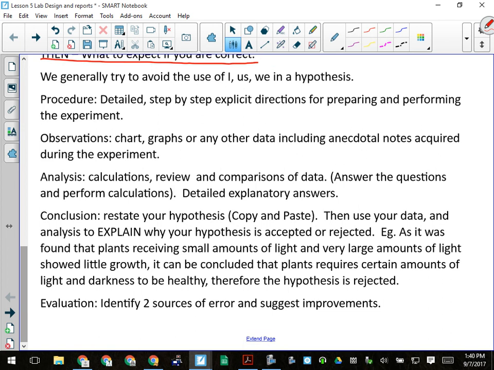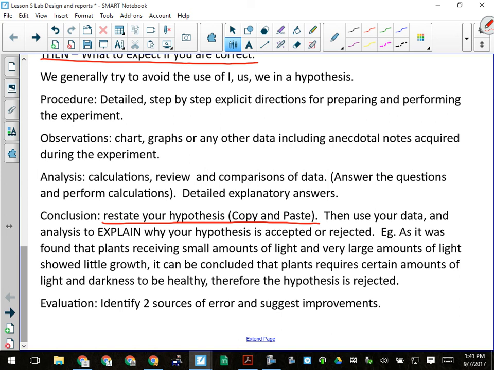Okay, after the analysis is your conclusion. The first thing you do in your conclusion is restate your hypothesis. In other words, copy it from the top and paste it back down below here. Save yourself some time. Then you need to provide me an explanation, and that explanation should be like a short paragraph. Okay, here is my hypothesis. This is what it said. My observations and analysis seem to say this. Therefore, my hypothesis is either acceptable or I reject my hypothesis on these grounds. So you have to say, here's what I saw, here's what it means, and this is why I accept or this is why I reject my hypothesis.